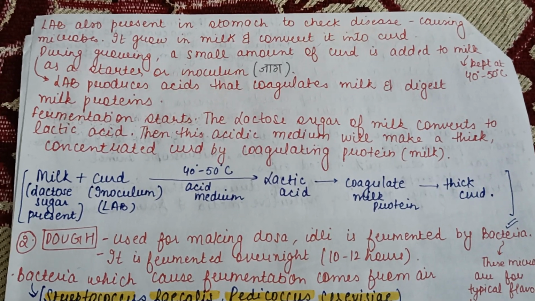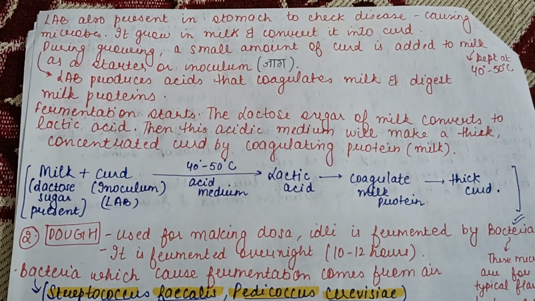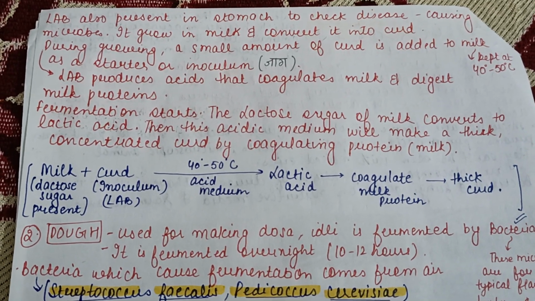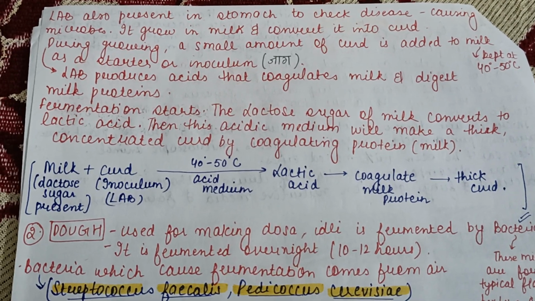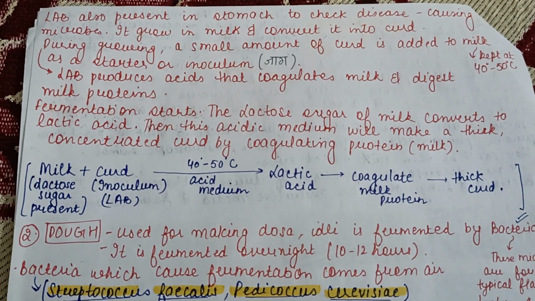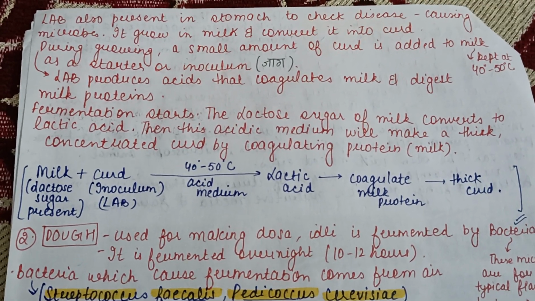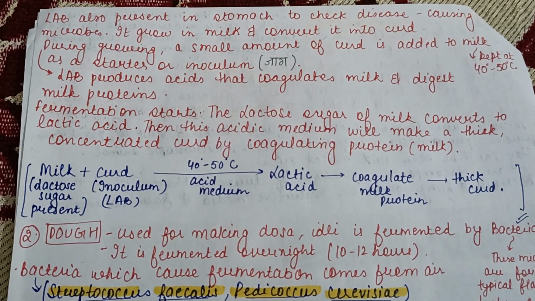Moving further, LAB is also present in the stomach to check disease causing microbes. Means that this LAB bacteria is also present in our stomachs to check the diseases which are caused by microbes. It grows in milk and converts it into curd.